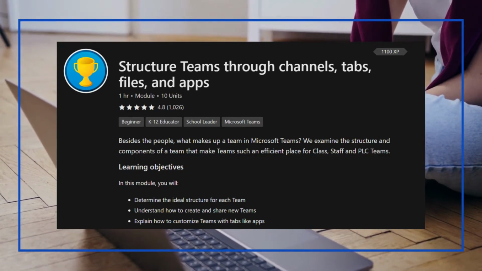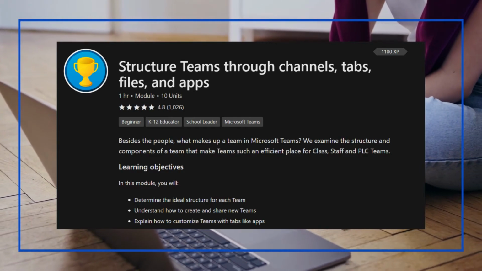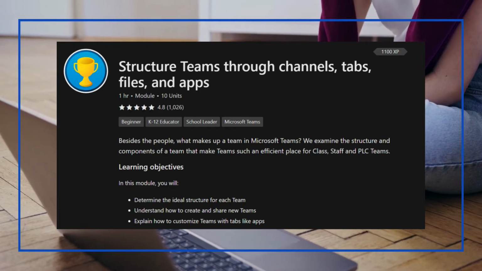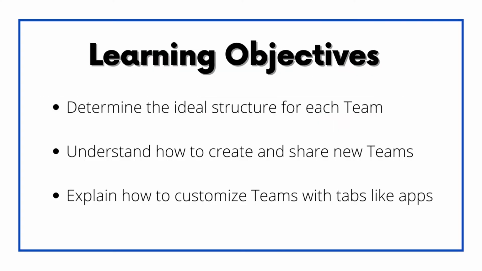The next lesson was structure teams through channels, tabs, files, and apps. This module explained Microsoft Teams as the main hub for an online class, group projects, and work teams, to name a few of the uses. Learning objectives in this module included the following: determine the ideal structure for each team, understand how to create and share new teams, and lastly, explain how to customize teams with tabs like apps.